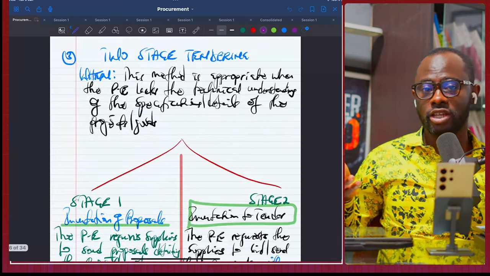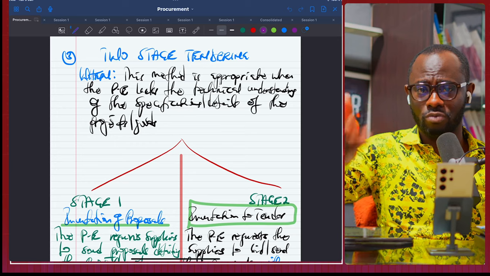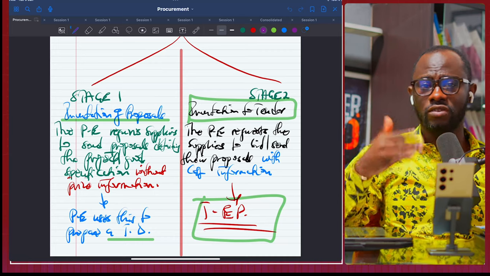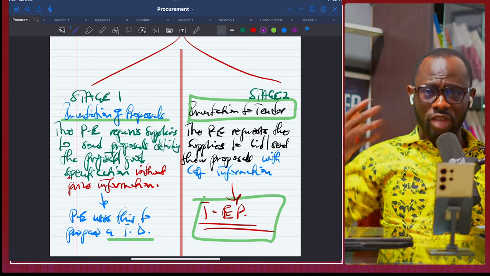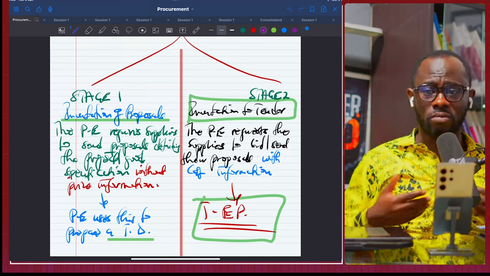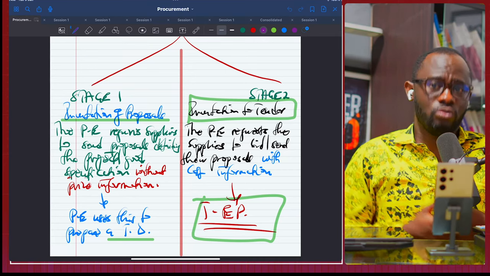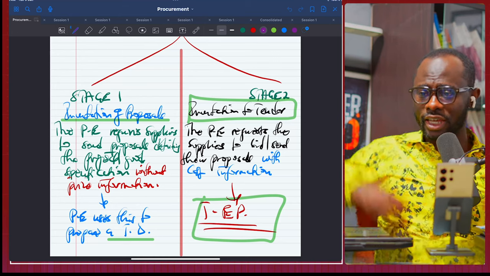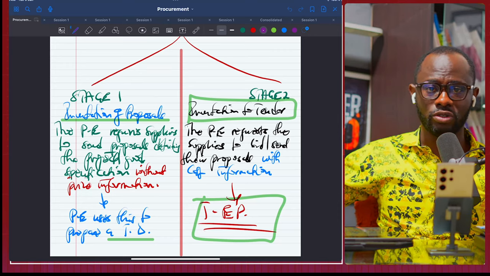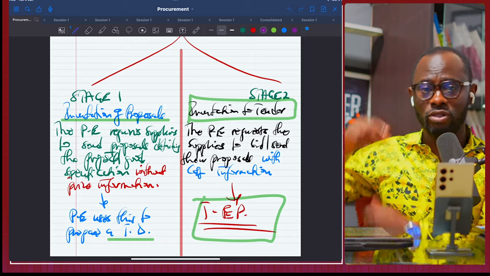Two-stage tendering: the procurement entity does not have the specifications of what they seek to procure, and so the procurement process is divided into two stages. Stage one is the invitation of proposals, where people who have the expertise in that particular industry, the suppliers and contractors, will provide specifications of the product to the procurement entity. Then the procurement entity uses that to prepare the tender documents, and that is where we go to stage two, invitation of tenders, so that they can now bid and send their proposals with price.